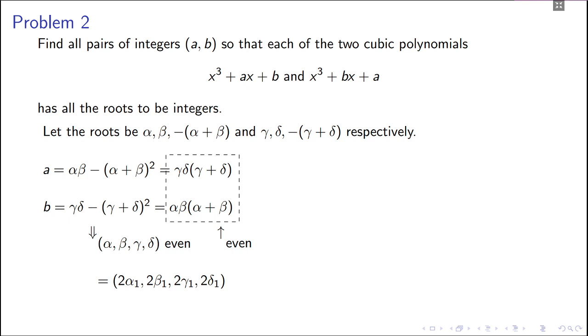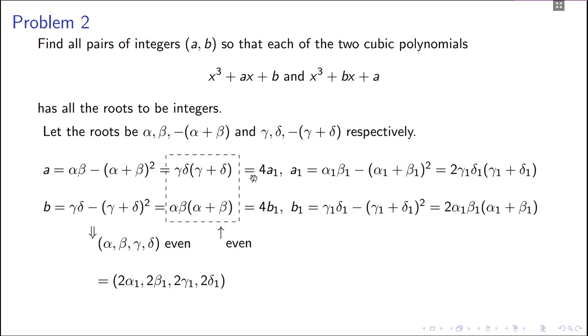And now you just plug it back in. So this you can now write as 4 times a1, where a1 is now in terms of alpha 1 and beta 1. So you have just pulled out a factor of 4 here. And this is what you get. So now you get the very same expression and use the same logic that these two are even. So that means alpha 1, beta 1, gamma 1, delta 1 are also even. And then a1 you can write as 4 times a2 and so on. So this series you can continue.